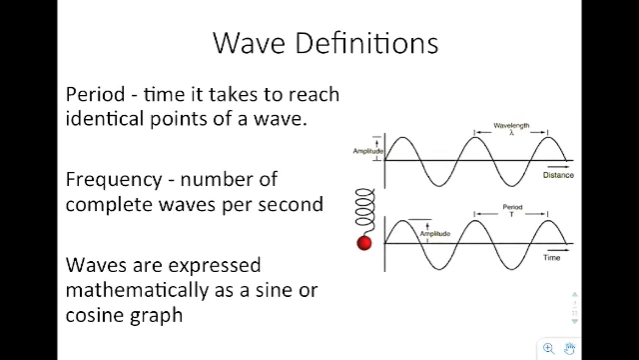Let's look at some of the definitions that define a transverse wave. The first thing that you have is the period. The period is defined as the time it takes to reach an identical point of the wave. You can only get a period graphically if it's a time versus displacement or amplitude graph. That's the only way it will actually work, if time is on the graph. If you do have time on the graph, you can pick any two identical points.